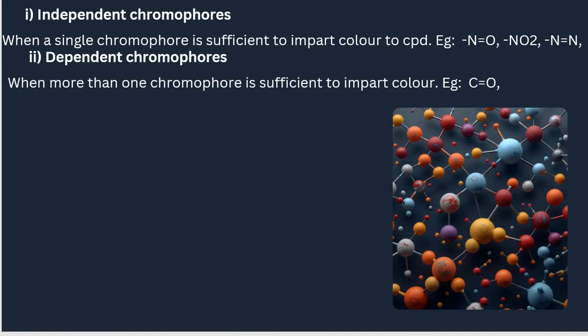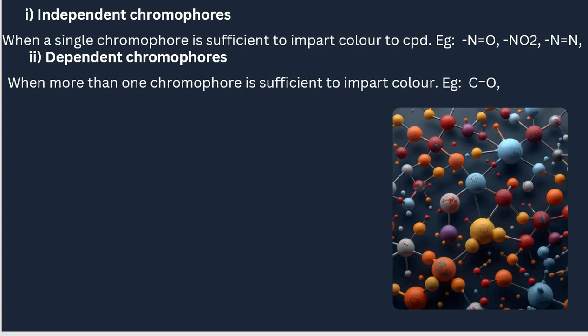Chromophores are classified into two types. Independent chromophores. Independent chromophores are those where a single chromophore is sufficient to impart color to the compound. Examples of such chromophores are N double bond O, NO2, N double bond N groups.